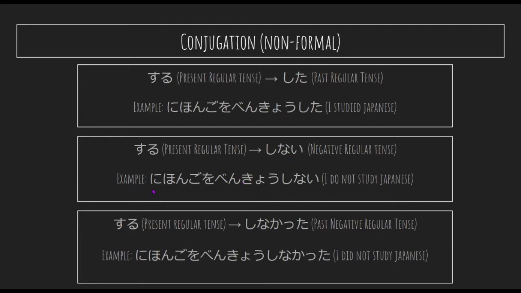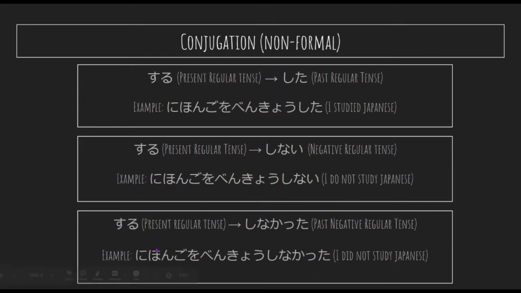So let's look at the example here. 日本語を勉強しない. I do not study Japanese. So of course here, nothing very different. It's quite standard. It's really just the conjugations here, and they're quite easy to follow because they follow a pattern as well. So let's look at the last one of the casual form here. We have the past negative tense. Su turns into shi again, and we add nakatta, which again is standard for the negative past tense.